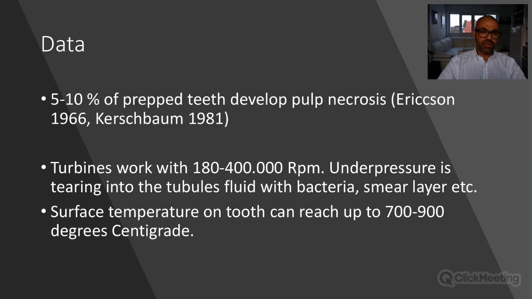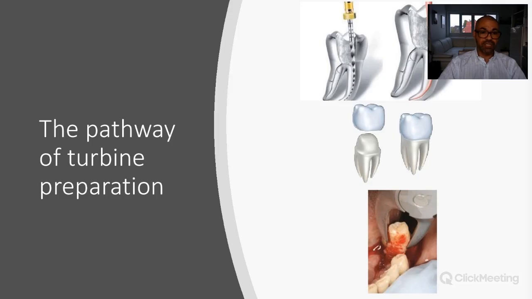And if we understand that turbines work with a high RPM, there is underpressure created that is tearing into the tubular fluid that is layered with bacteria, with smear layers, with dentin, and all those things that can stay inside the tubules and cause trouble. And of course, we are using sufficient water cooling, but if you see that the temperature is exceeding 700 to 900 degrees, this is a lot of temperature.